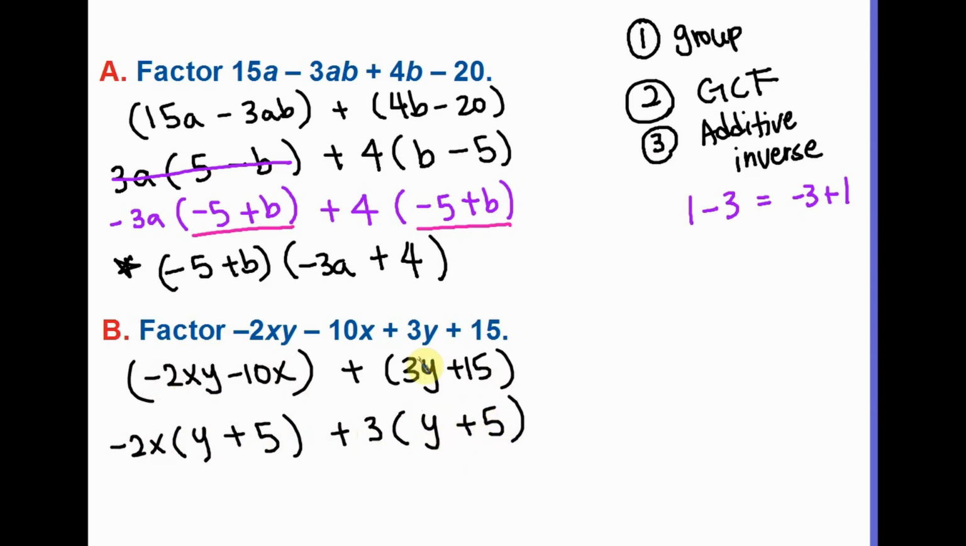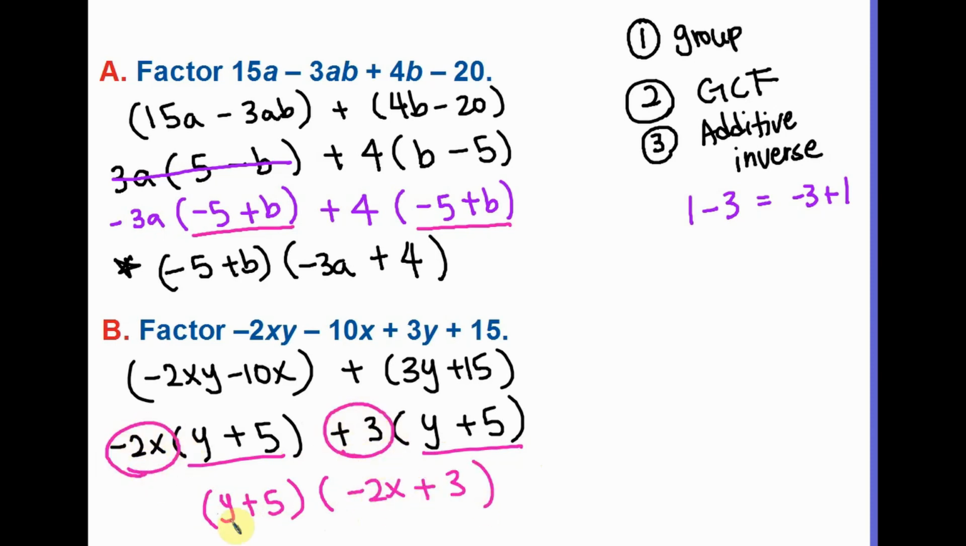For this case, it looks like they are already in group. So I could just take out the y plus 5 to the front. And then on the parentheses for the next one, I'm just going to copy down what's remaining. So on here, I have negative 2x plus I have 3. And that is the factored form of the part B.